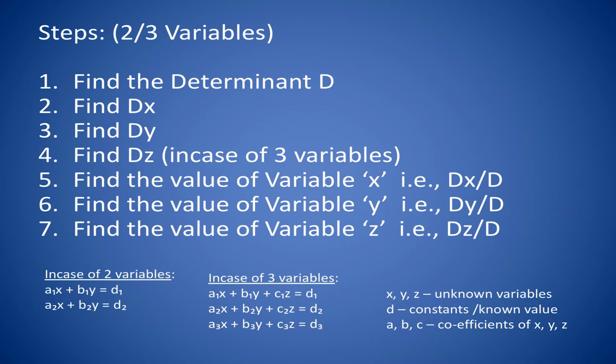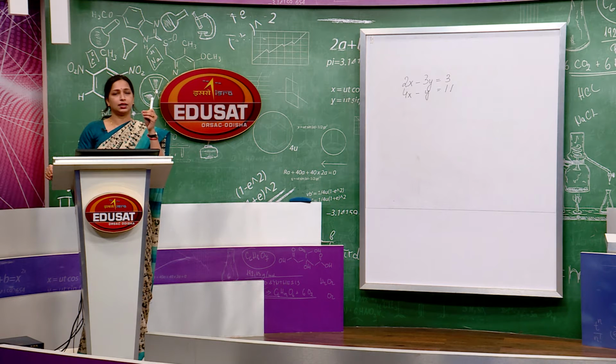For example, if there is 2x plus 3y, then 2 and 3 become row 1 elements, and if there is another equation 4x plus 5y, then 4 and 5 become the elements of row 2. So, first we need to find the determinant of the coefficients. Next, we have to find Dx. In the Dx determinant, we substitute the coefficient of x with the known values.